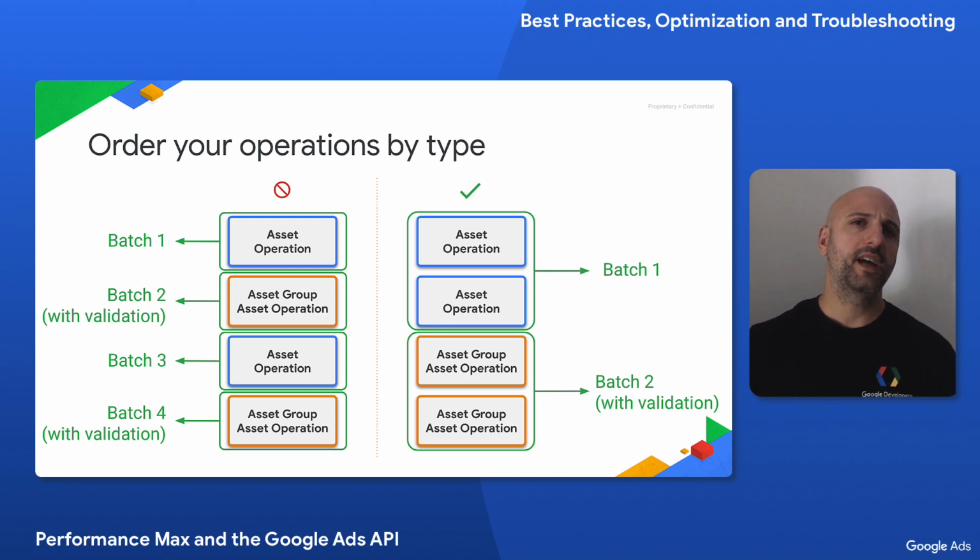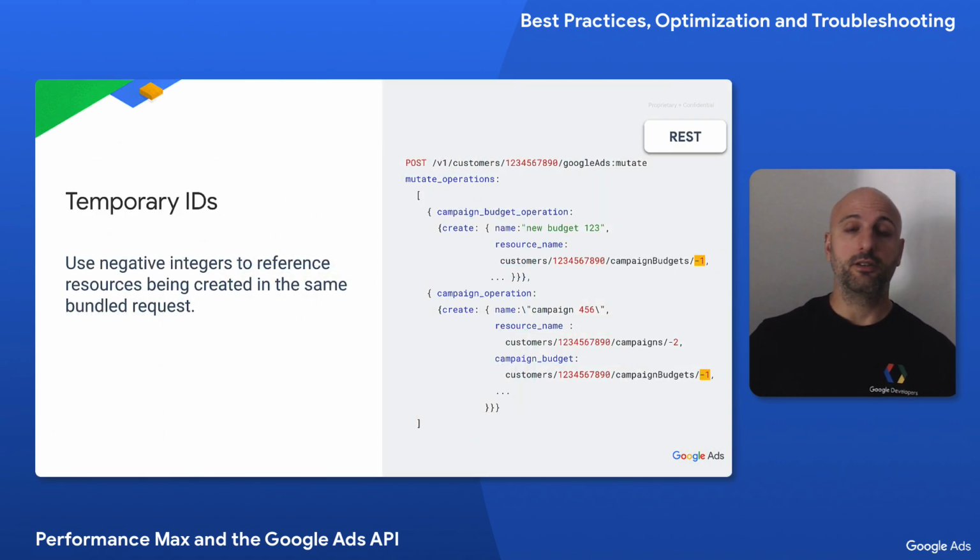Now, we said that you can bundle operations that rely on each other in a single API request, but how exactly do you do that, given that you don't have the resource name for a resource that hasn't been created yet? Well, the answer is by using temporary IDs. You can use negative integers in your bundled requests to assign temporary IDs to the resources you're creating, and using the same negative integers throughout the bundle of requests will ensure that your resources can reference previously created ones.